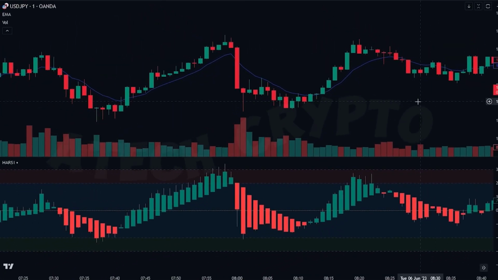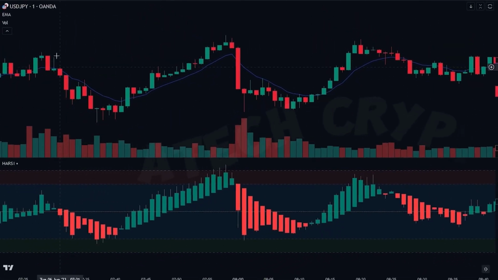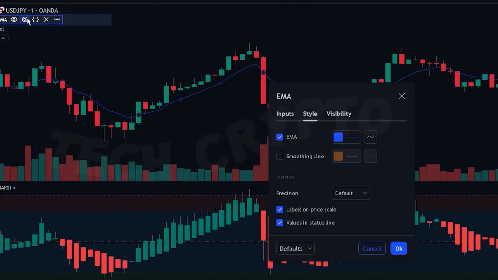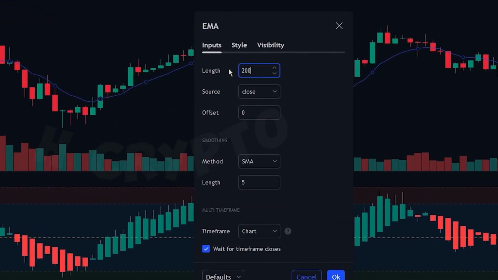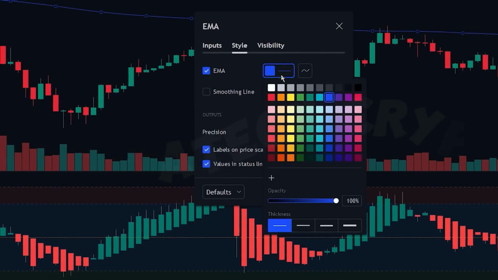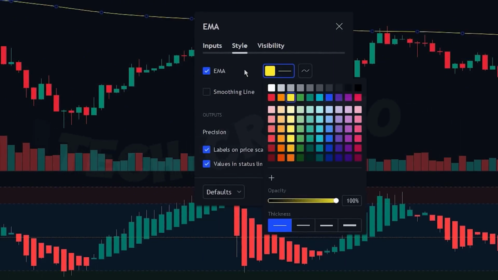Now let's change the indicator settings. Navigate to the EMA indicator settings and click on the Input tab. Now change the value of the EMA to 200. Next click on the Style tab. Here we will be changing the color of the indicator to make it more visible.